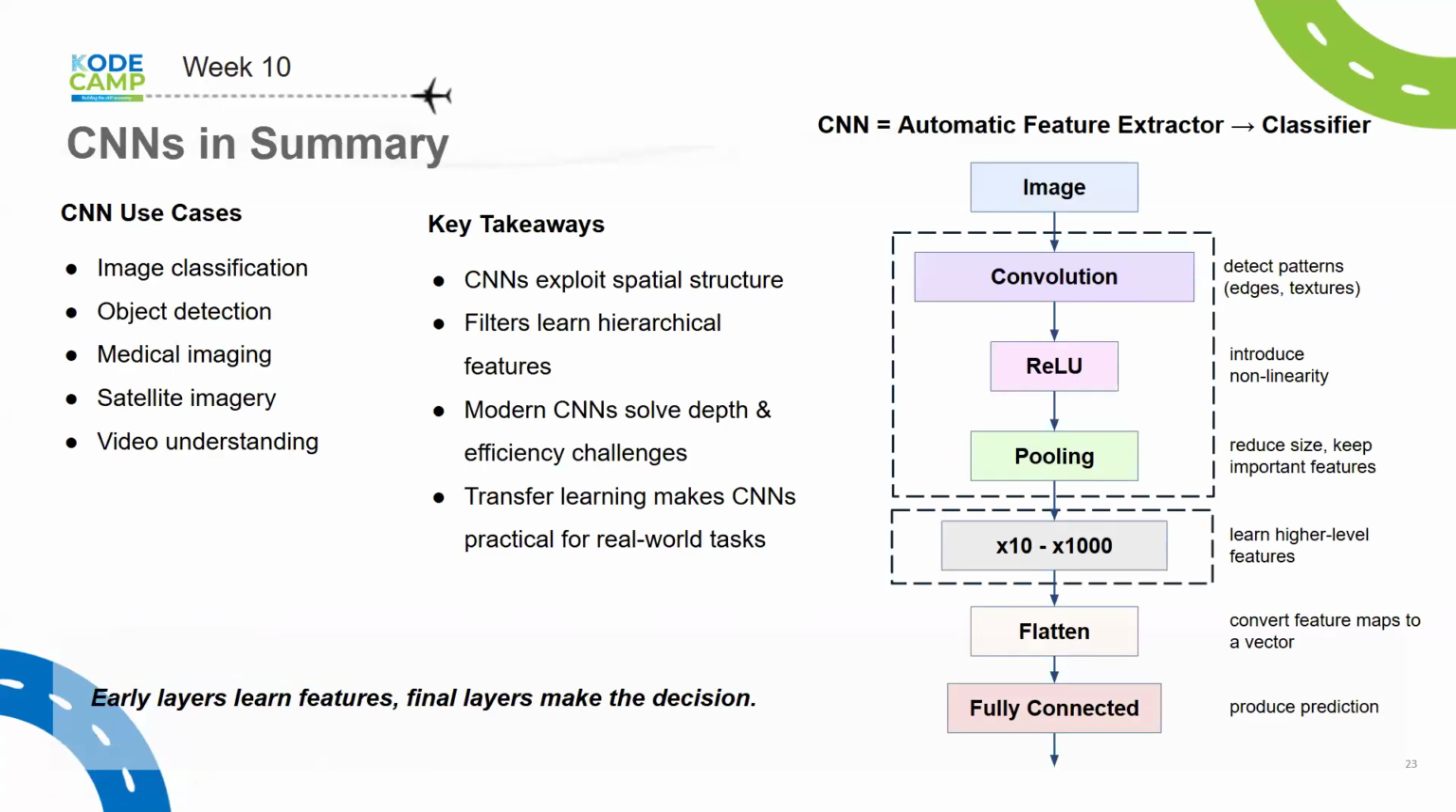So we will summarize. In summary, right? These are the key use cases that you use for a convolutional neural network. One, image classification, object detection, medical imaging, satellite imagery, video understanding. And some of the key takeaways is that the CNNs can exploit the spatial structure.